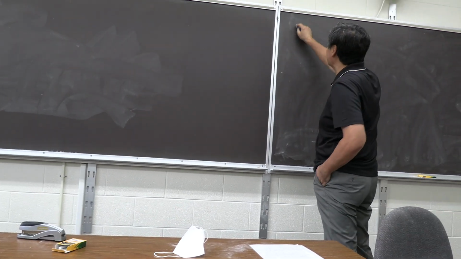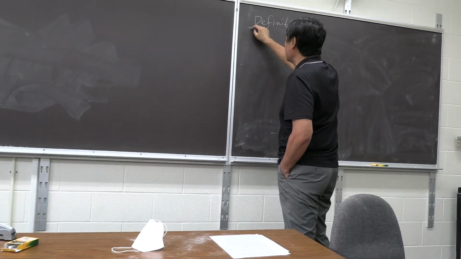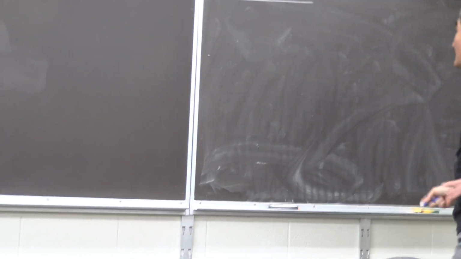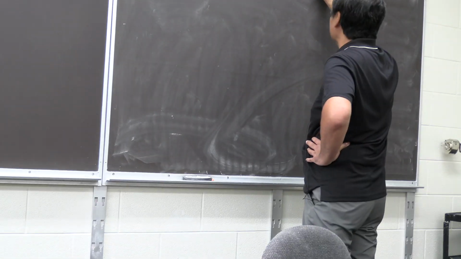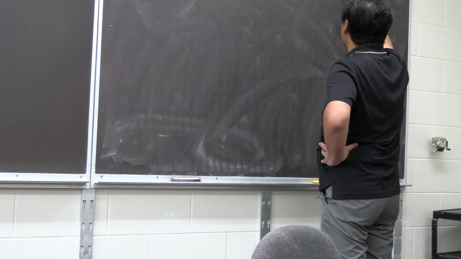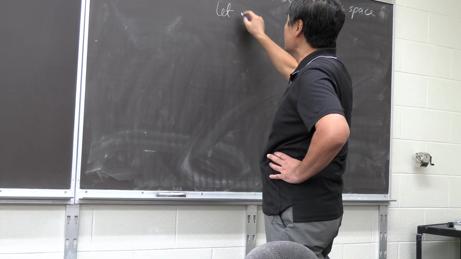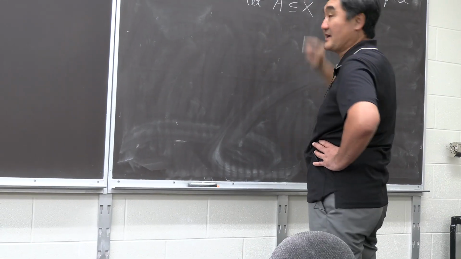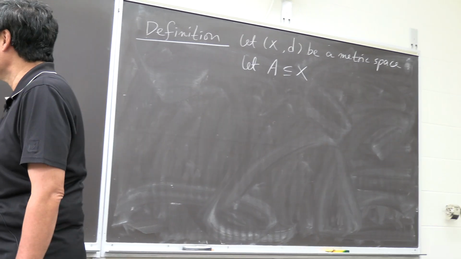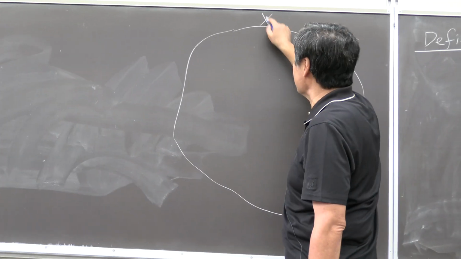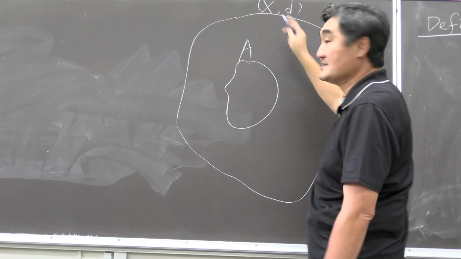Metric space, we start from the definition of a contact point today. We have a metric space X with the metric D. And we have a subset A of the metric space. This is the whole metric space X with its metric D, and we have some subset A of the whole metric space.